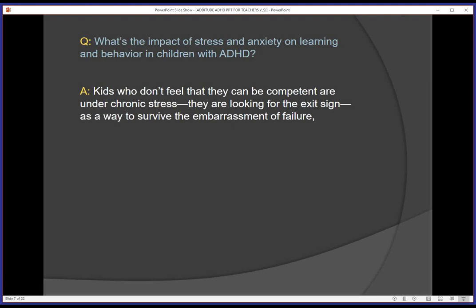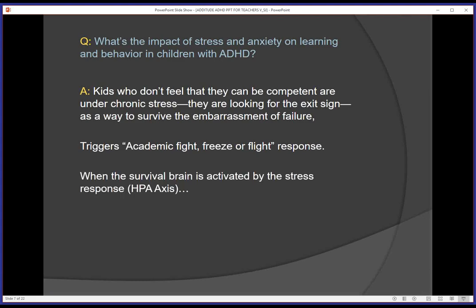These kids are looking for a way out of an activity that they don't feel that they can do at all or do well, as a way to get out of a situation that makes them embarrassed and makes them feel like a failure. When kids are under a high level of stress or anxiety because of their worries about their ability to do the task, this automatically triggers in the brain an academic fight, freeze, or flight response. That means that the fear factor section of the brain gets activated, and I'll show you a picture of this in just a little bit, and the executive function part, or the thinking part of the brain, shuts down in the service of survival.